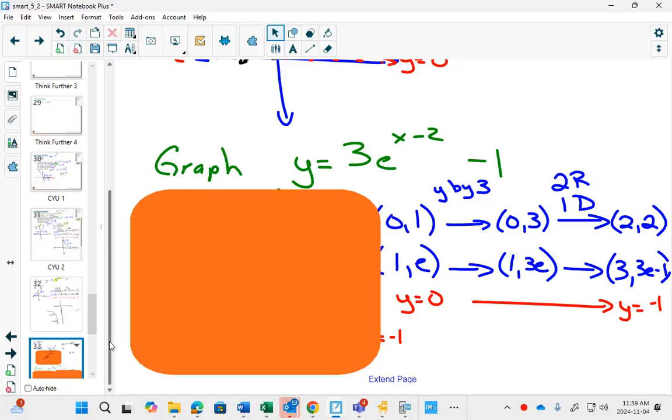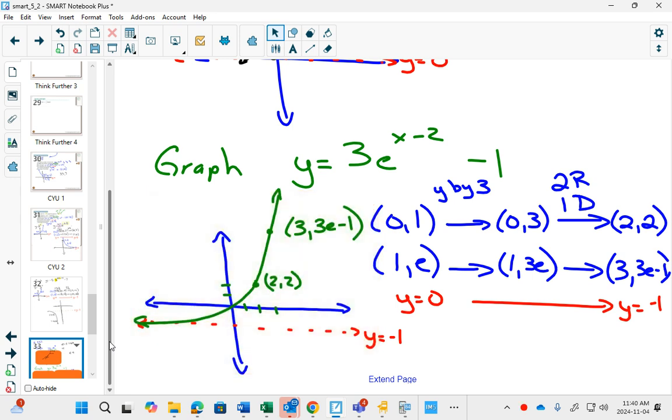Because if you took 1 comma e and multiplied the y values by 3, does it make sense that you would get 1 comma 3e? Is that hard to say? 3e. And then if you subtracted 1, you'd have 3 comma 3e minus 1. Now, when you go to graph this, I'm pretty sure your 2, 2 would be no problem. Your asymptote at y equals -1 would be no problem.